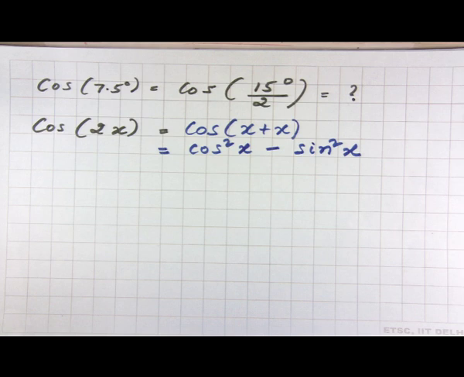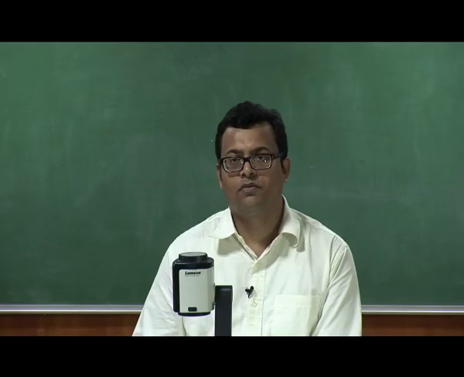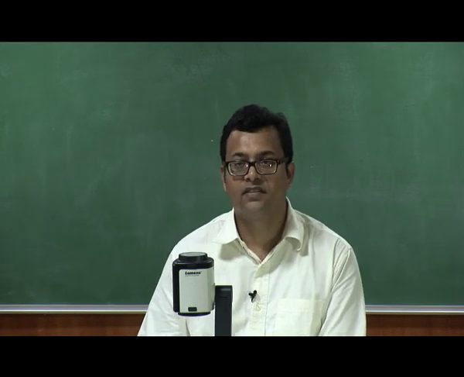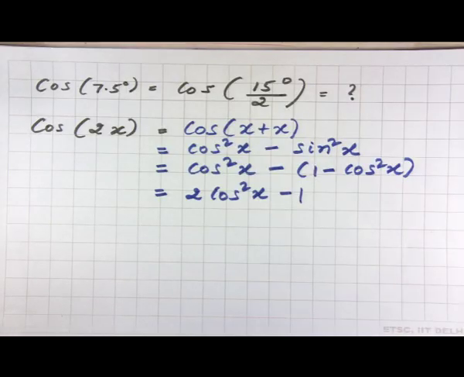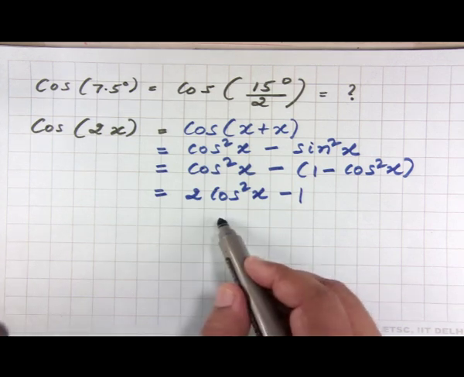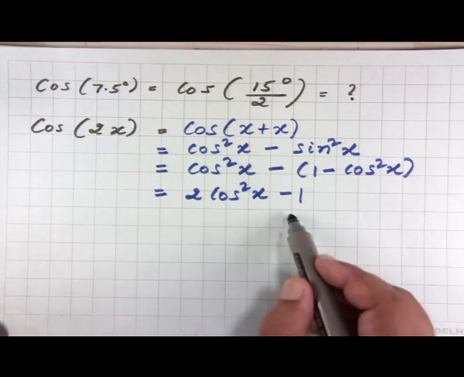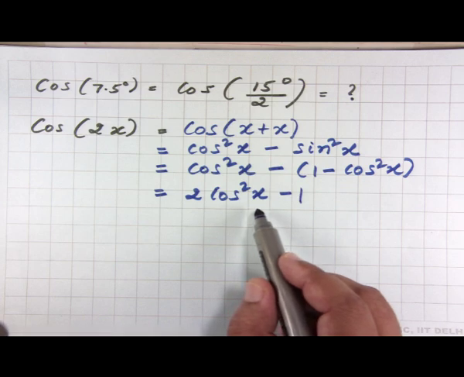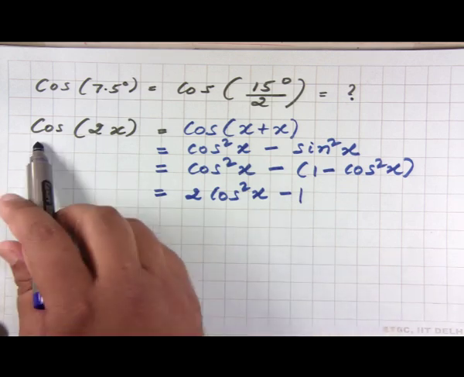But we know that sin square x plus cos square x is equal to 1 for all x, and therefore, in this equation we can replace sin square x by 1 minus cos square x, and that is the expression that we get. So, we now see that cos of 2x is equal to 2 times square of cosine of x minus 1. So, if you happen to know the value of cosine of x, you can compute the value of cosine of 2x.